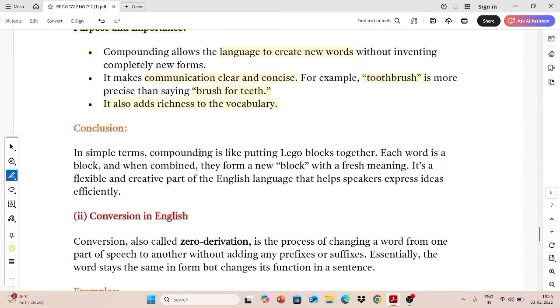In simple words, compounding is like putting Lego blocks together. It is very easy for you to remember. That's why we have used these words. It is like putting Lego blocks together. Each word is a block, and when combined, they form a new block with a fresh meaning. It is a flexible, creative part of the English language that helps speakers express ideas efficiently.